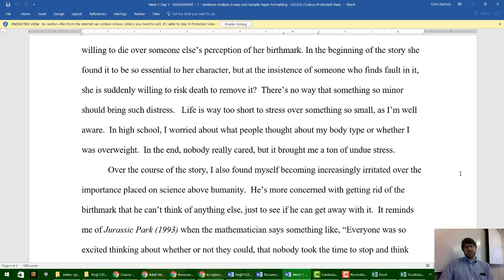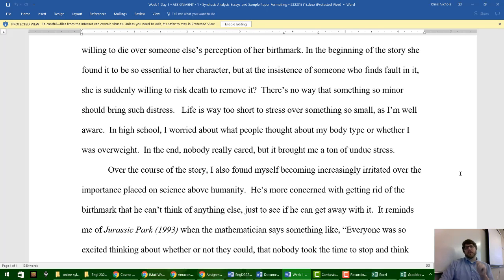Life is way too short to stress over something so small, as I'm well aware. In high school, I worried about what people thought about my body type or whether I was overweight. In the end, nobody really cared, but it brought me a ton of undue stress. This is what I'm looking for.